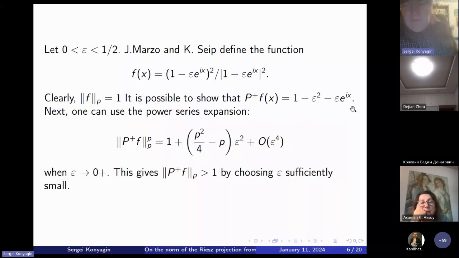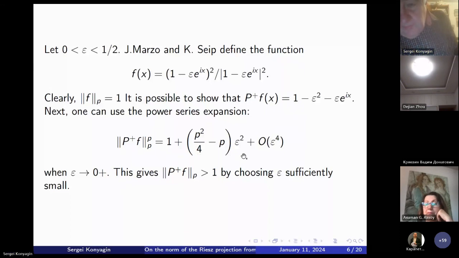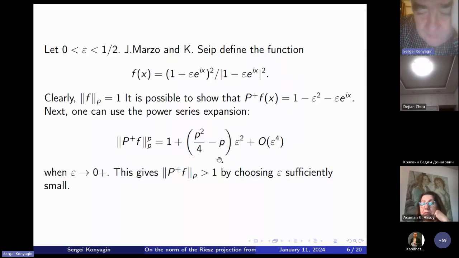And let us fix p, and if we consider the L^p norm of this as a function of epsilon, we can take the power series expansion as a function of epsilon, and we see that the first and the second terms are written here. So 1 plus something times epsilon squared plus some small terms, and we see that if p is greater than 4, then this coefficient is positive, greater than 0, and if epsilon is small, you see that the L^p norm of the Riesz projection is greater than 1.